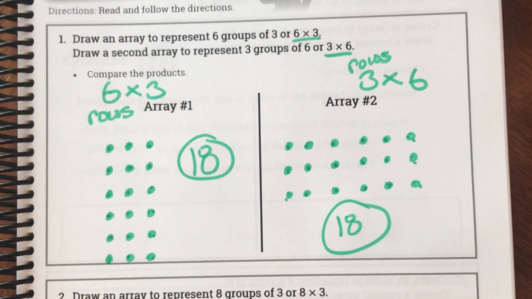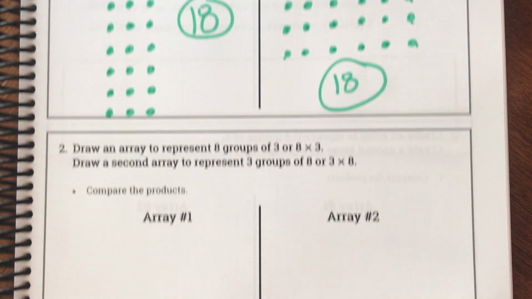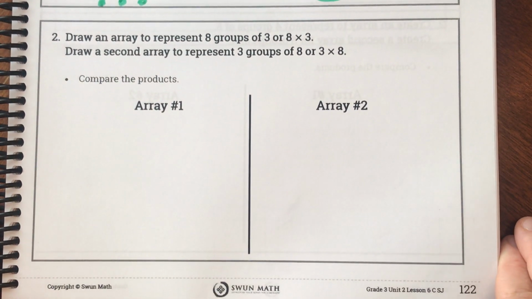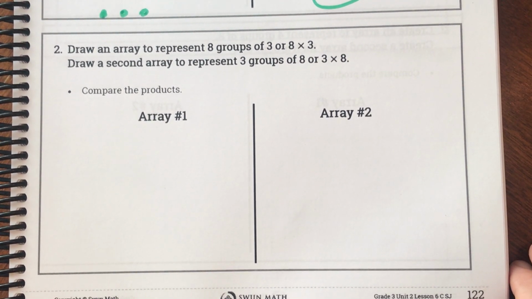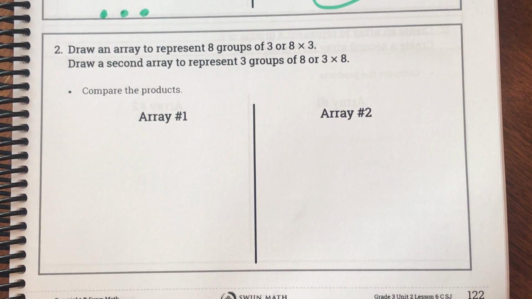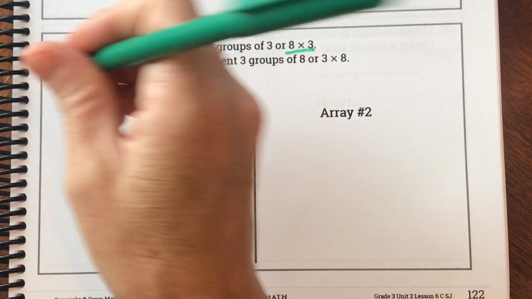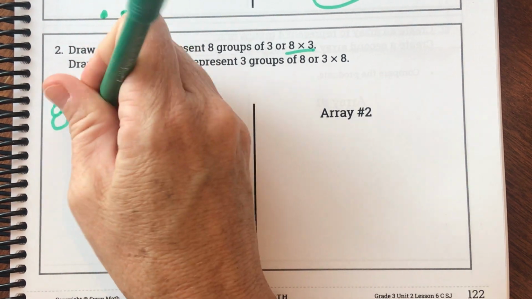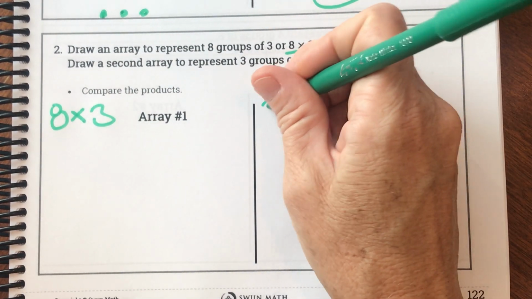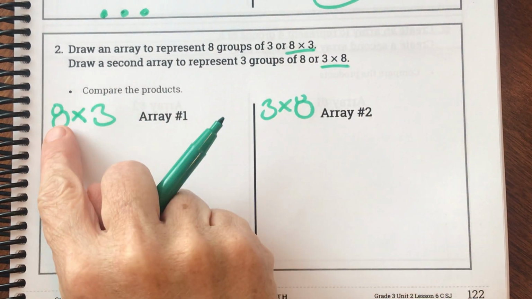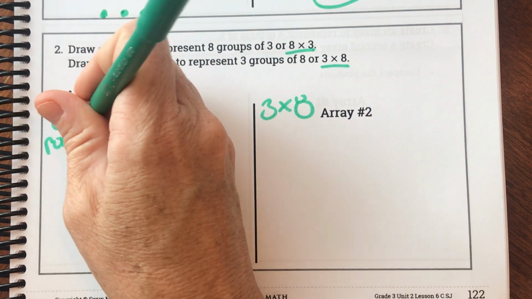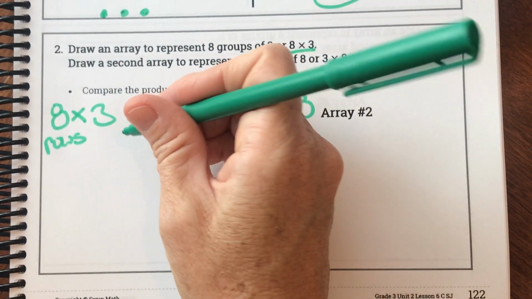Okay, let's look at another one together. This one says, draw an array to represent 8 groups of 3, 8 times 3. Draw a second array to represent 3 groups of 8, or 3 times 8. Okay, so our first one is 8 times 3, and our second one is 3 times 8. Okay, so here this means I have what? 8 rows of 3. So ready?